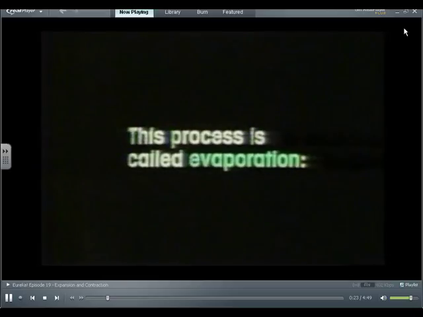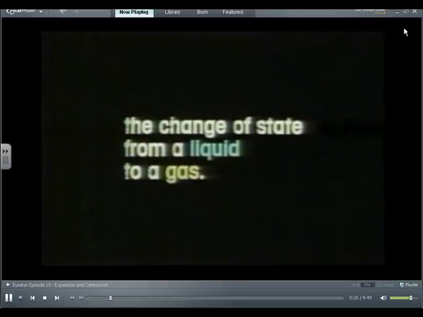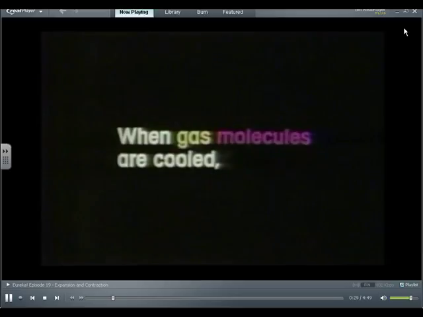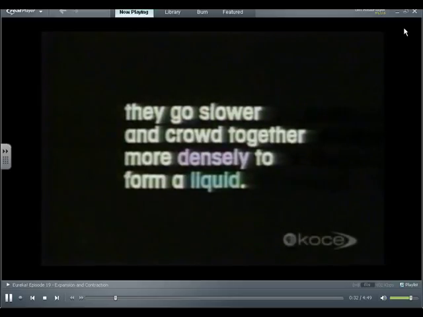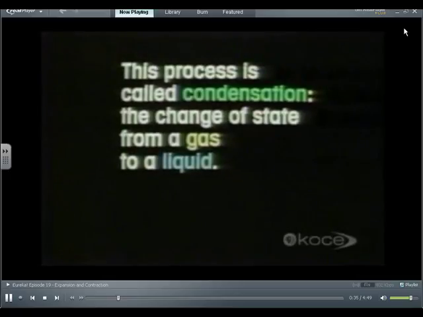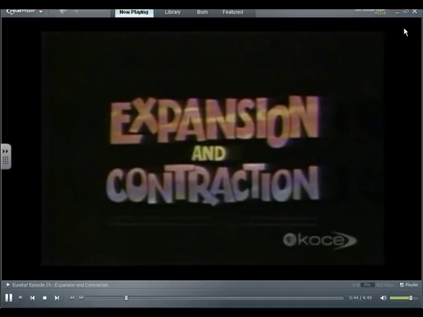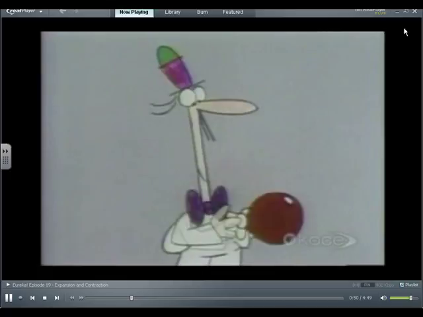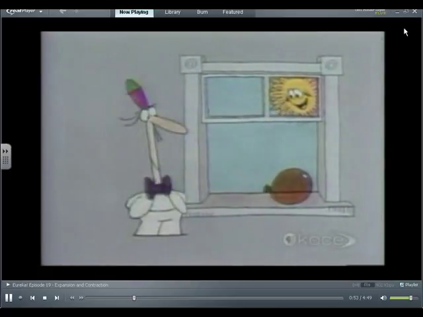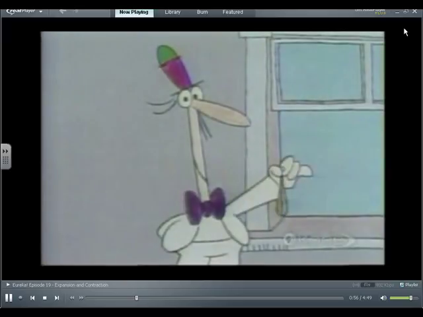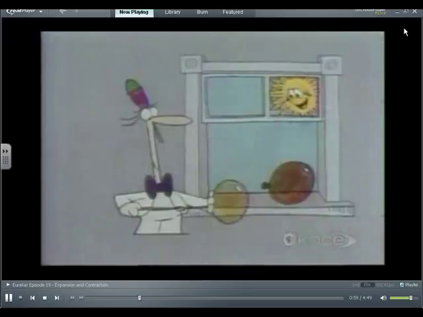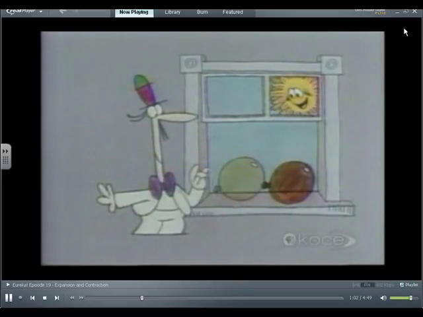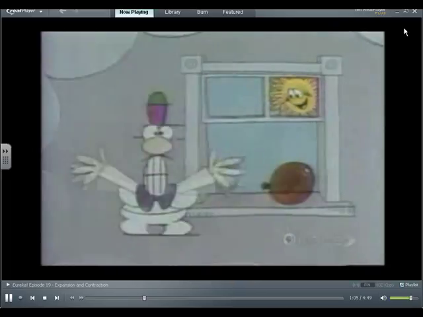This process is called evaporation, the change of state from a liquid to a gas. When gas molecules are cooled, they go slower and crowd together more densely to form a liquid. This process is called condensation, the change of state from a gas to a liquid. And now, expansion and contraction. If you blow a balloon only partly full of air and leave it in the sun, it will get quite a bit bigger. If you take another balloon and blow it up as hard as you can, and then leave this balloon in the sun, it will very likely burst.